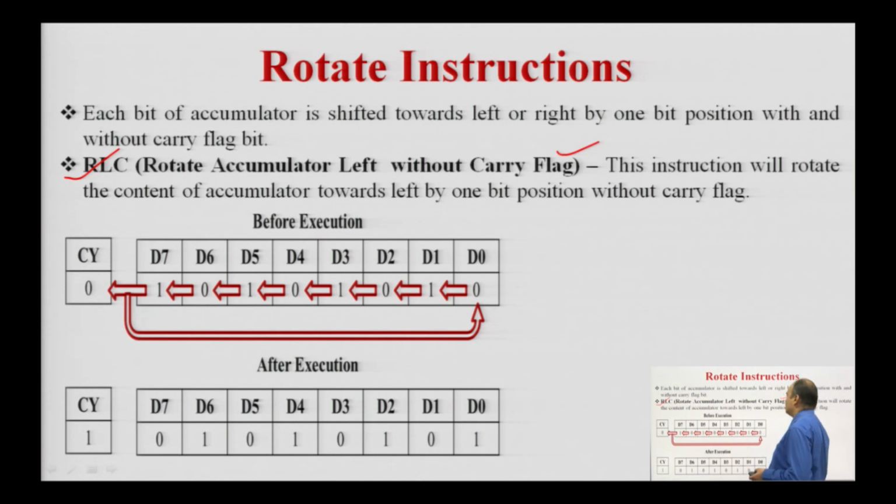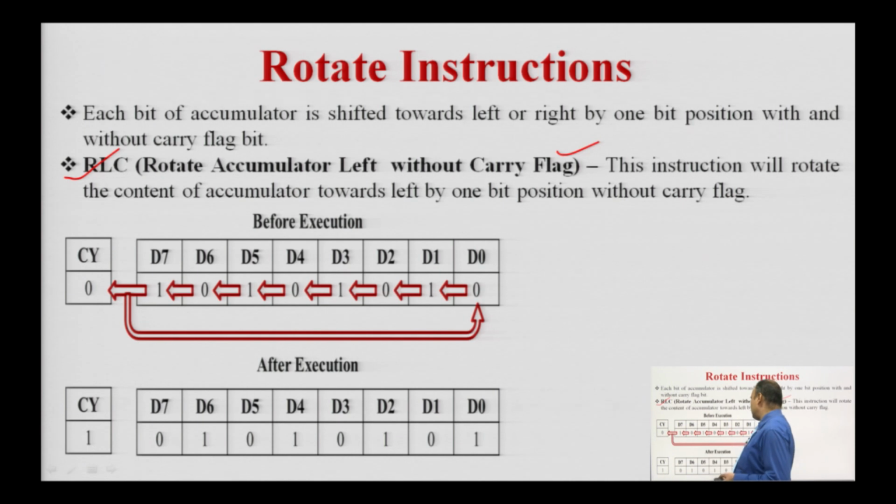When this instruction is executed, the microprocessor will rotate the content of the accumulator towards left by 1 bit position without the carry flag. Before the execution, this is the content of the accumulator. The accumulator is an 8-bit register, so D0 to D7 is the content of the accumulator. The content is 10101010 and this is the status of the carry flag.